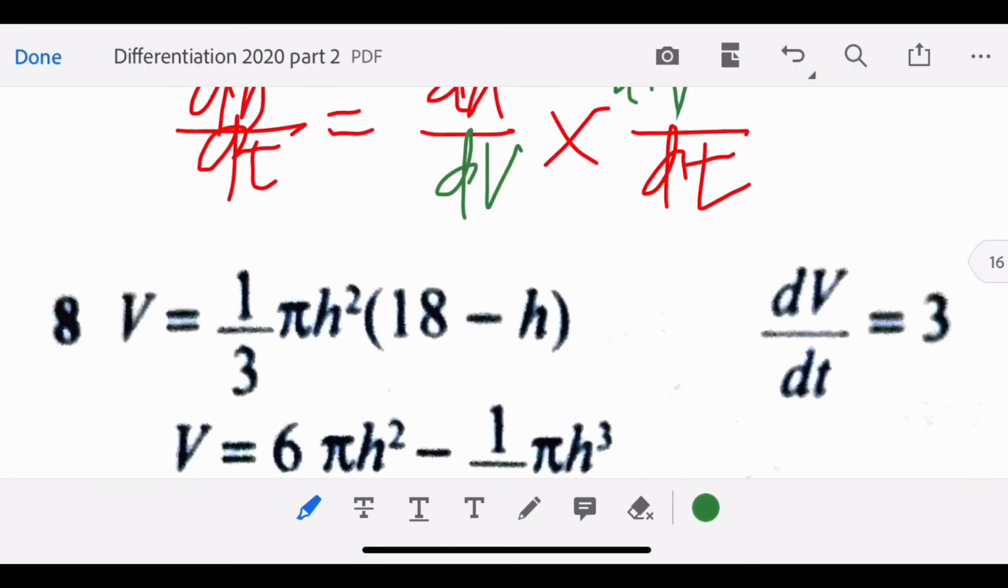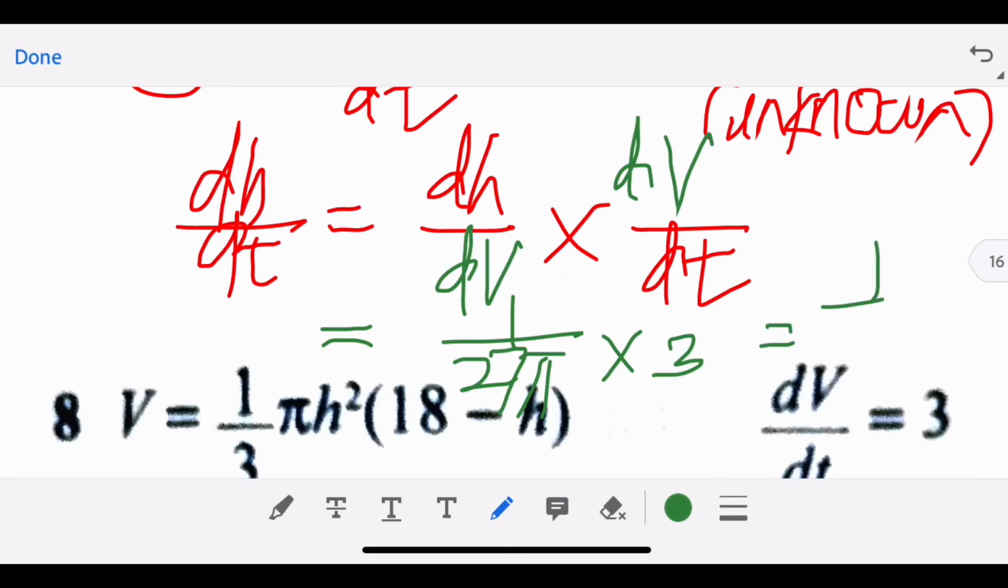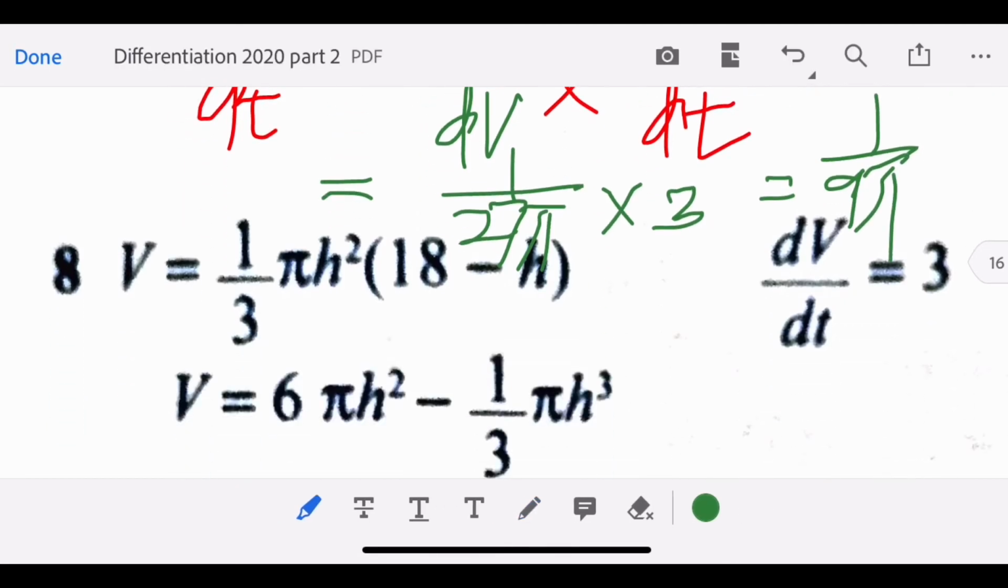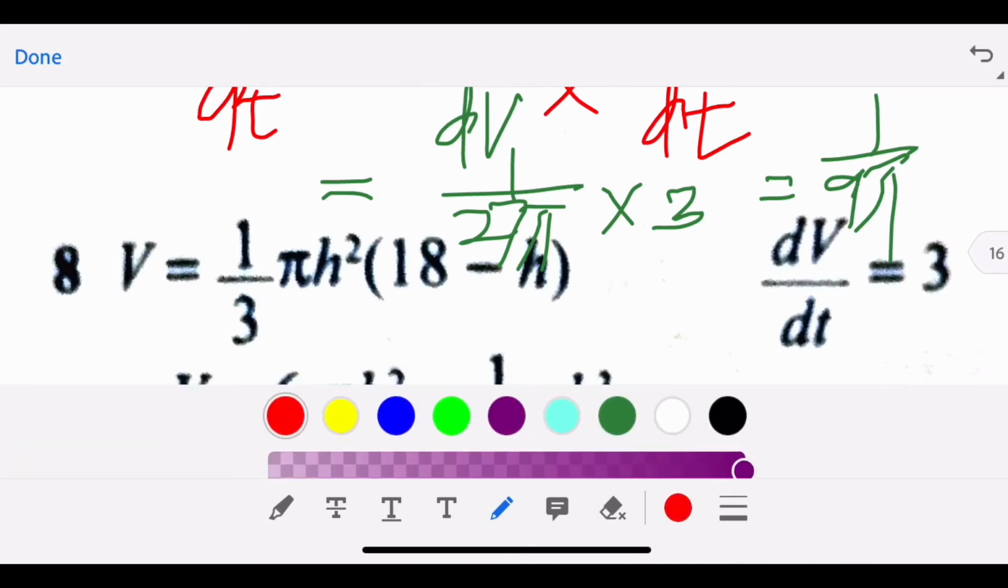And don't forget, this is dV/dh. And now, actually, you want dh/dV, which is upside down, opposite. So you have to reverse the whole thing. Just now it's 27π over 1. So now it's 1 over 27π, times the 3 still the same. So your answer is actually 1 over 9π. Alright? That is the answer for this question.